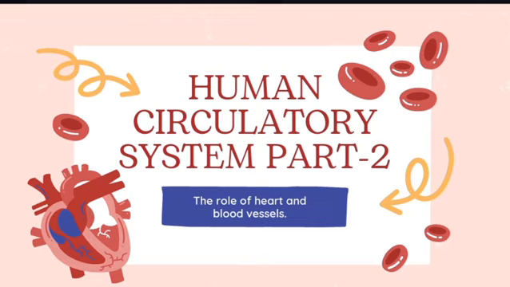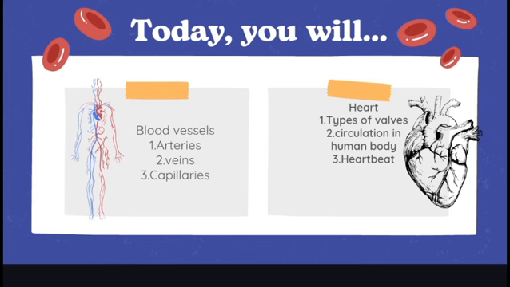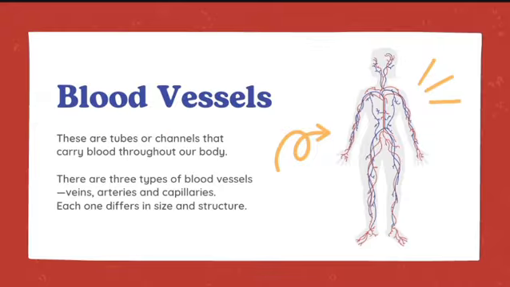Today I am going to explain to you the role of heart and blood vessels in the human circulatory system. Come, let's get into the video without delaying. Today we learn about blood vessels and heart. In blood vessels: arteries, veins, capillaries. In heart: types of valves, circulation in the human body and heartbeat. Now we learn in detail about blood vessels.